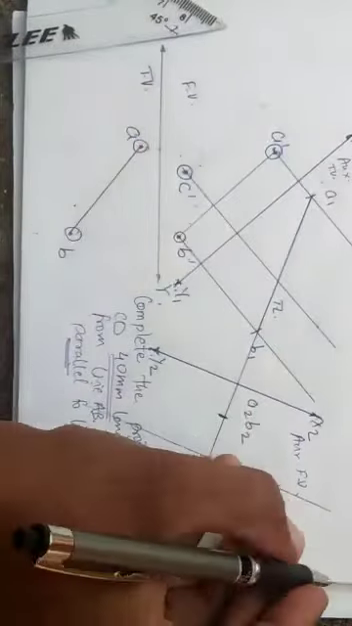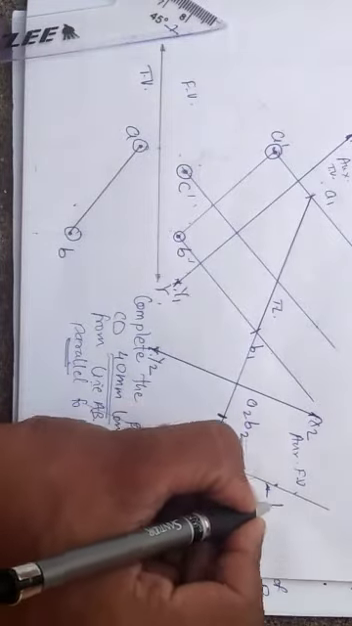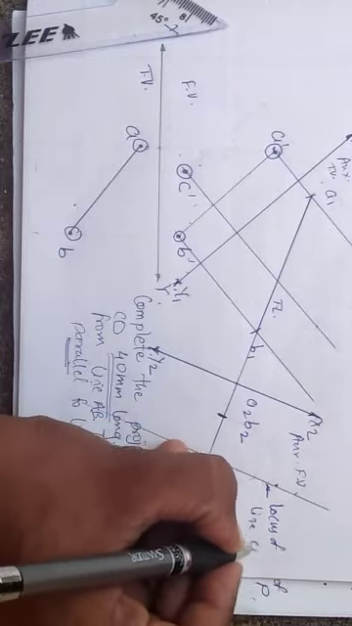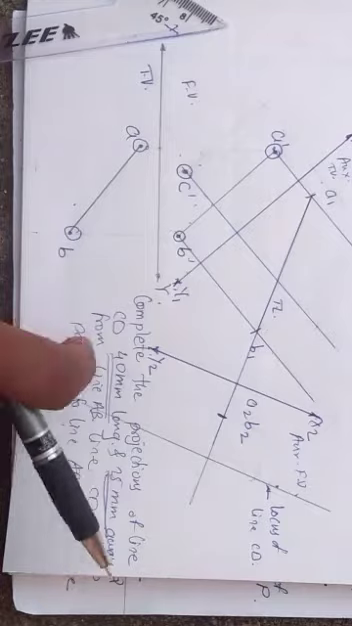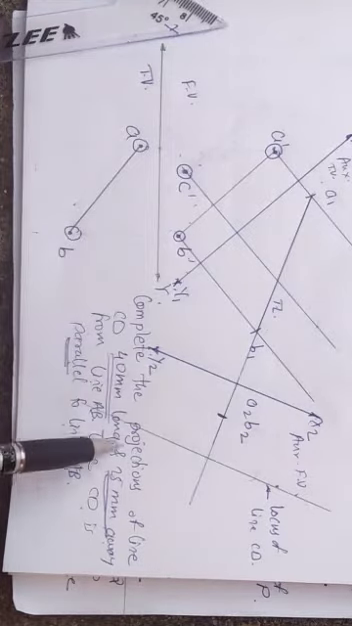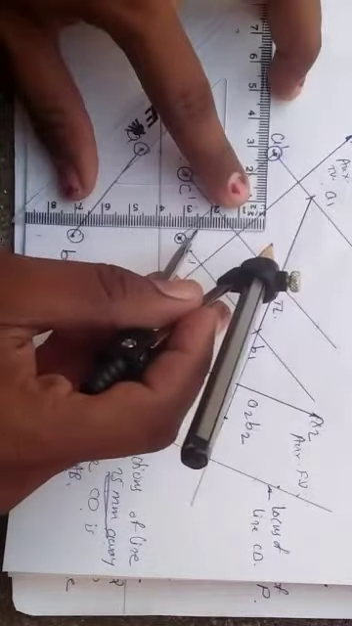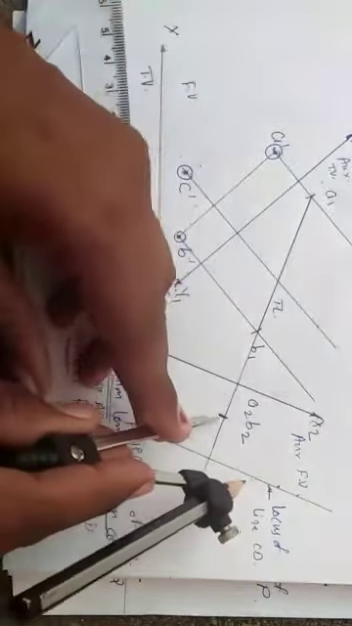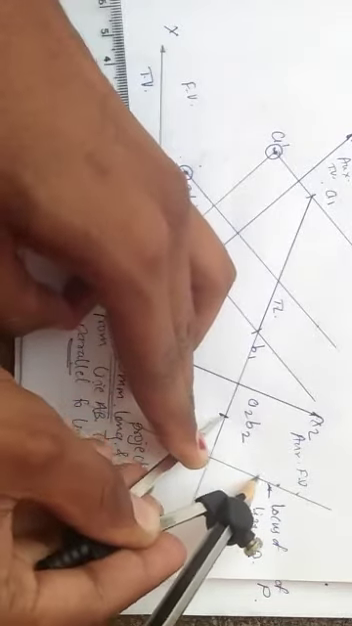This is actually the locus of line CD. Now we know the shortest distance between AB and CD is 25 mm. So take 25 mm distance in compass. Keep the compass point here on AB and mark the arc.